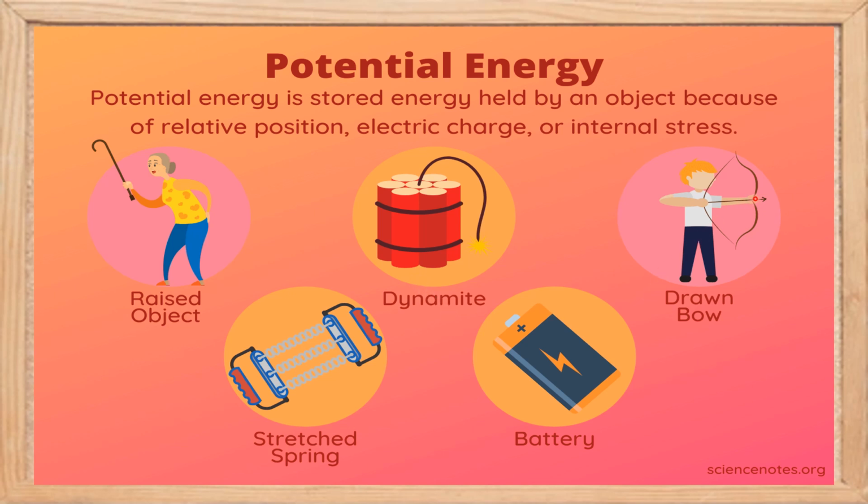And then if you're pulling the string of your bow, or if you stretch a spring, or even your battery, potential energy can be found mostly if you raise an object, or in chemical energy as well, or elastic, like for example stretching the bow and the stretching of your spring. But for this video, we are going to focus more on positioning the object according to its height.